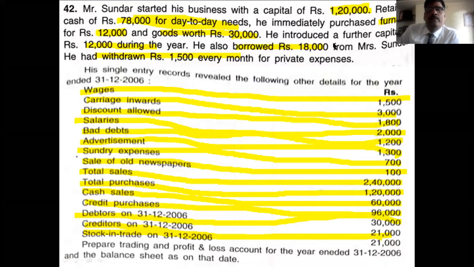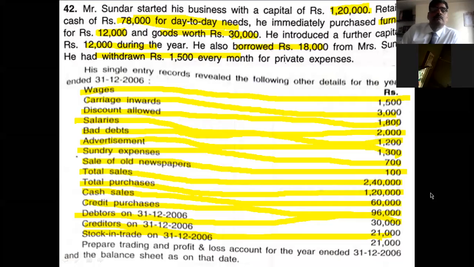So you may prepare the opening statement of affairs. In the opening statement of affairs, liability side you take capital 1,20,000, asset side cash in hand 78,000, then furniture 12,000, stock 30,000. Take the total as 1,20,000. Then the same cash 78,000 you have to take in the cash book as balance brought down. Then solve the problem. That is the first method. I'll take another method.